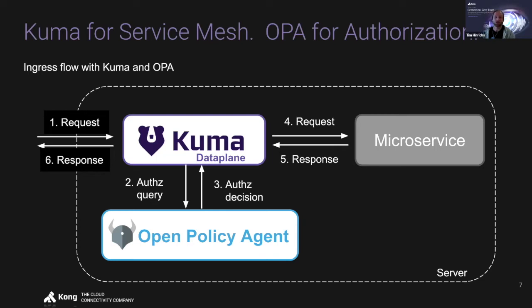So that's kind of the flow of how information moves in this world where you've got a service mesh deployed and you've got an authorization system. And obviously here we're articulating how to do this with very concrete systems, Kuma and the open policy agent.